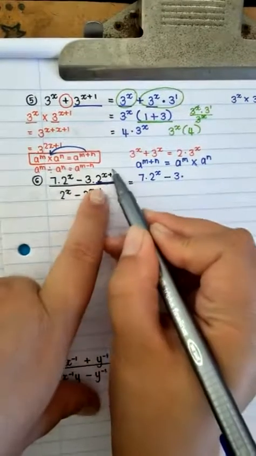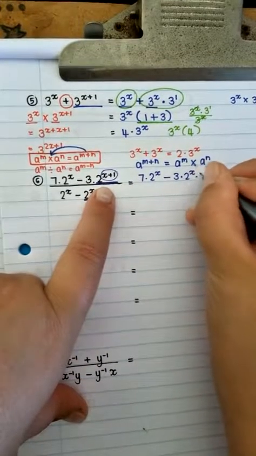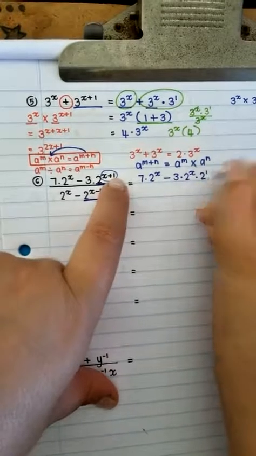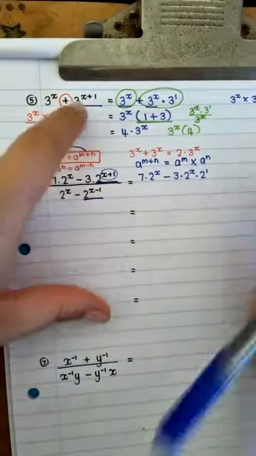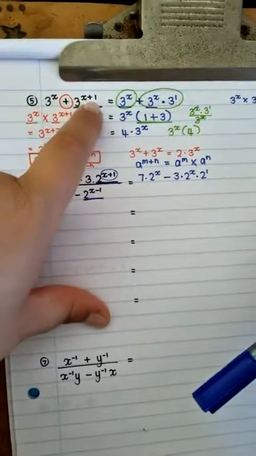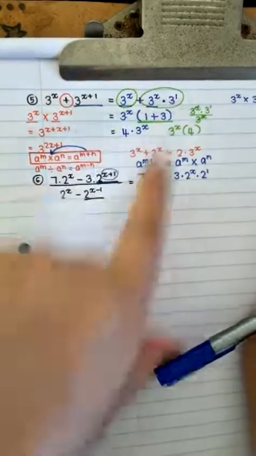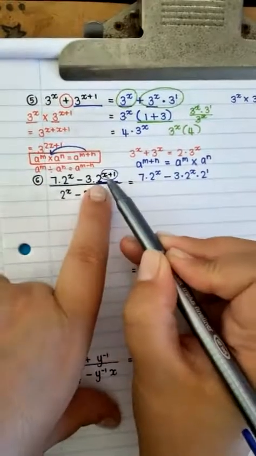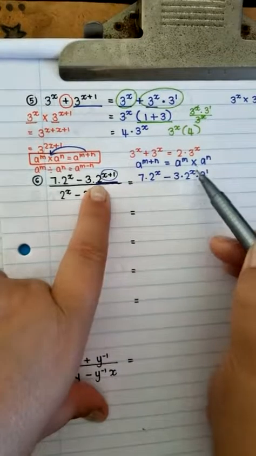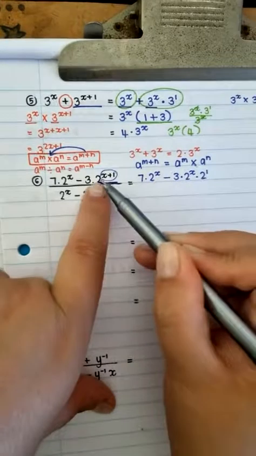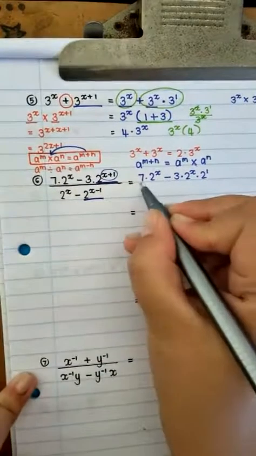Now this exponent I'm going to split up. So I'm going to have a 2 to the x times a 2 to the second term in my exponent, which is 1. Do we notice that it's similar to this one? Here I had a 3 to the x plus 1, which I changed into 3 to the x times 3 to the 1. Now I have a 2 to the x plus 1, so I take 2, that base, with the first term of the exponent, times 2, the same base, with the second term of the exponent.